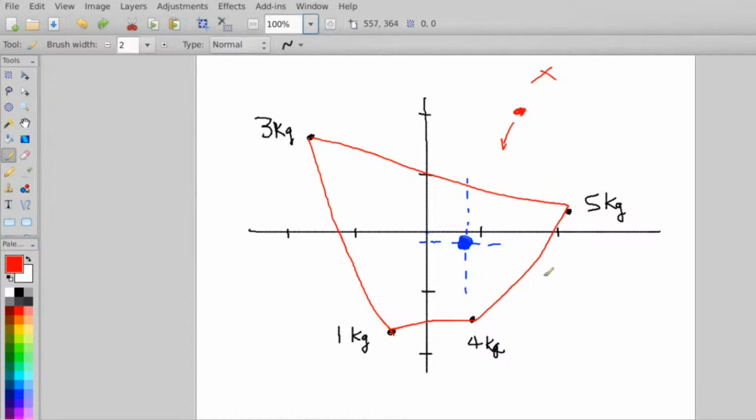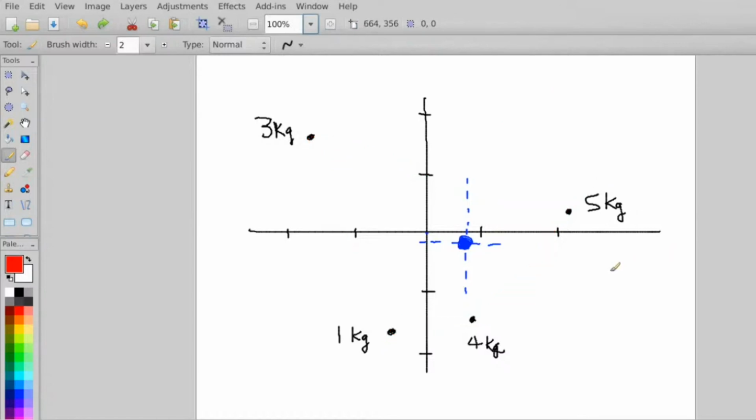So just as a check, you say, where did I find the center of mass? It has to be within this kind of a box, or quadrilateral, that joins the points. Okay, so there we go. Let me just clean this up quickly and take that all out of there.